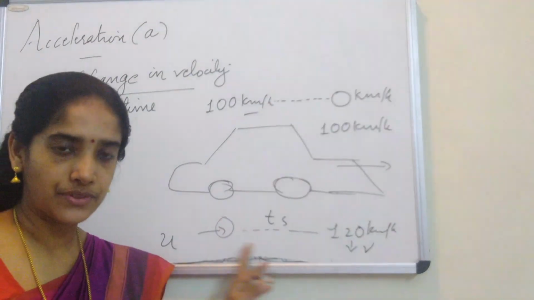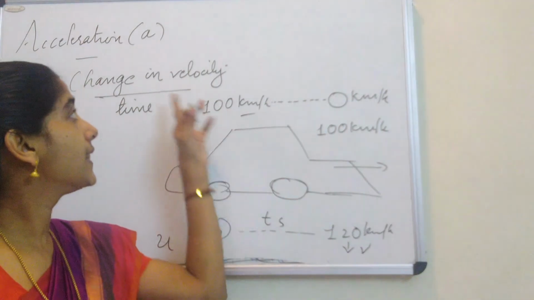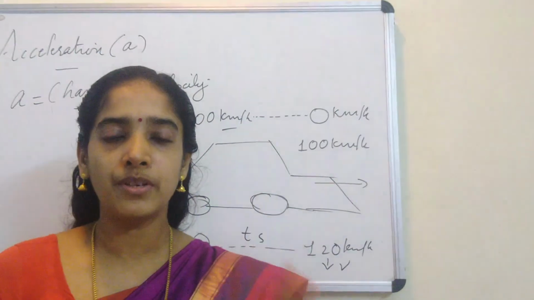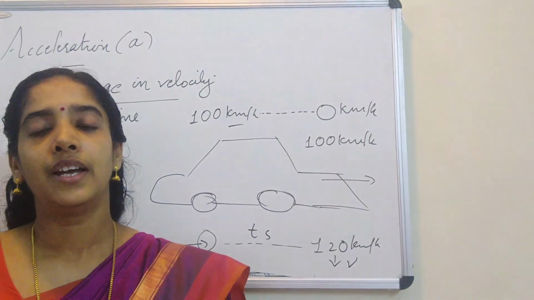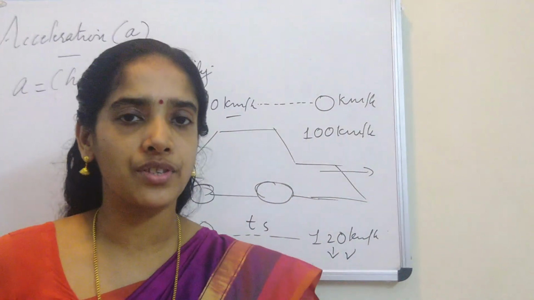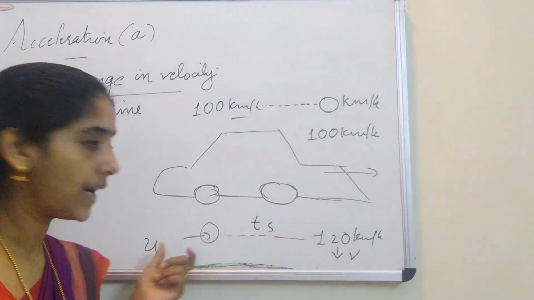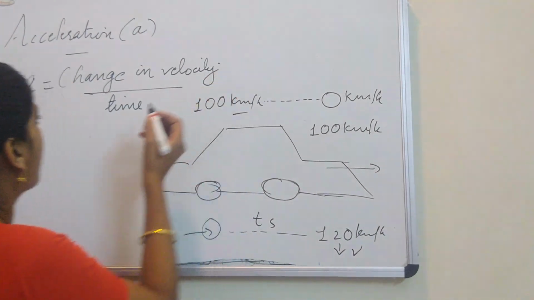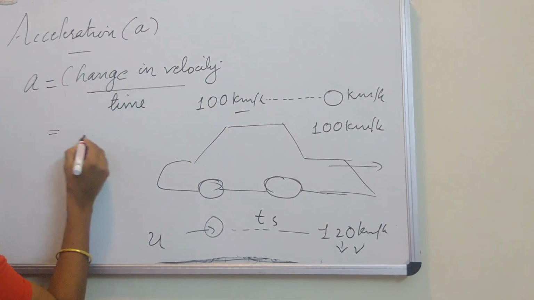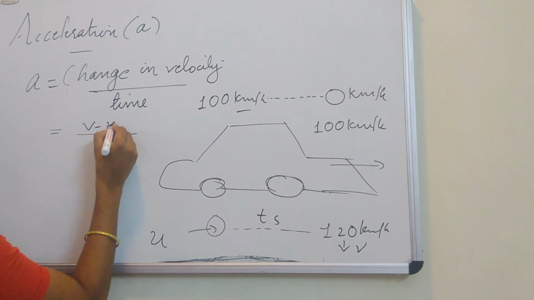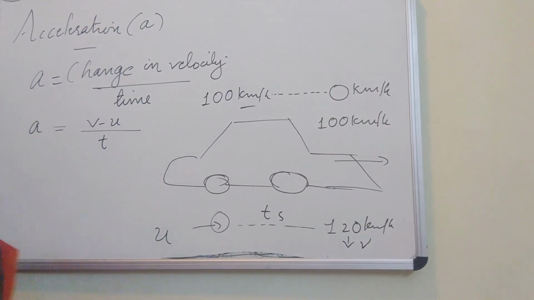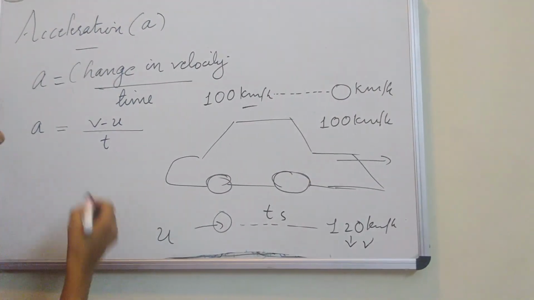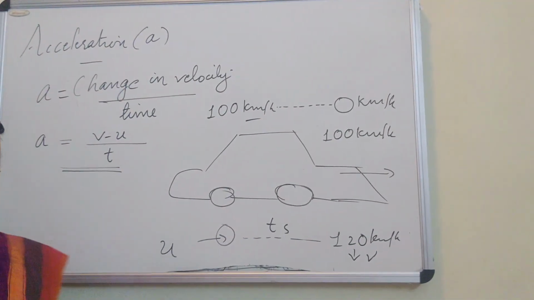What is u? Initial velocity. What is v? Final velocity. In all situations, remember one thing: change means final minus initial. Here we talk about change in velocity, so how do you write it? v minus u. In place of change in velocity I write v minus u, and on the left side I get a. And time, what is the symbol? Time is t. So here we got an equation for acceleration, right?